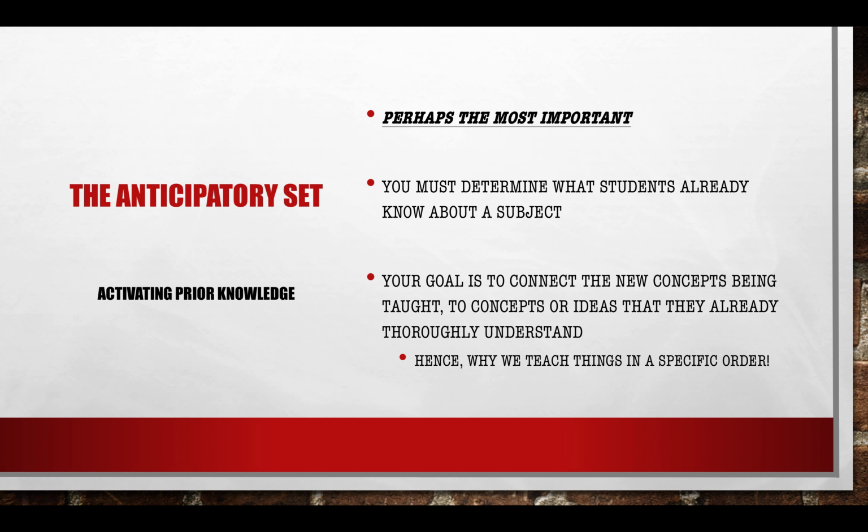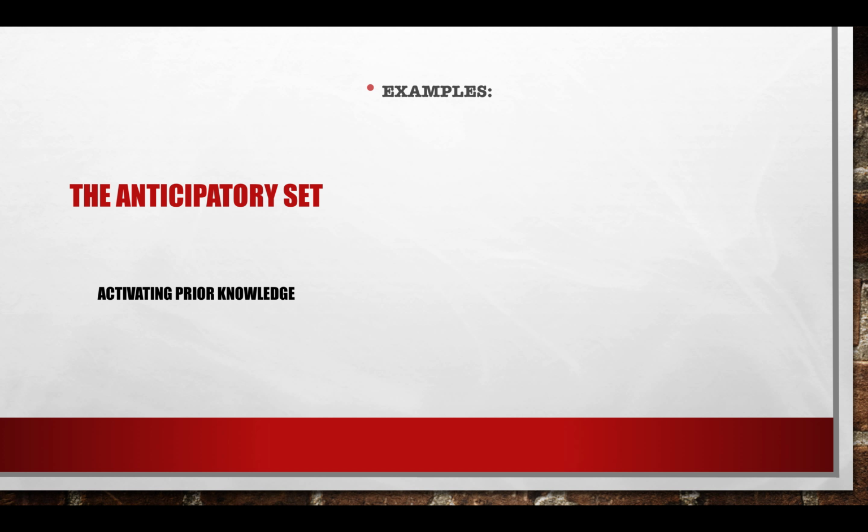This is why the sequence of learning is so important. You can't teach a student how to run until they thoroughly know how to walk. The same is true for any other concepts. Kids won't be able to divide fractions until they're able to actually divide whole numbers. Let's talk about some examples.